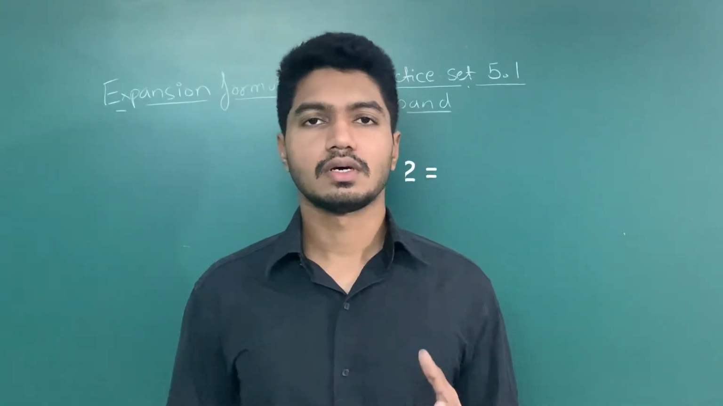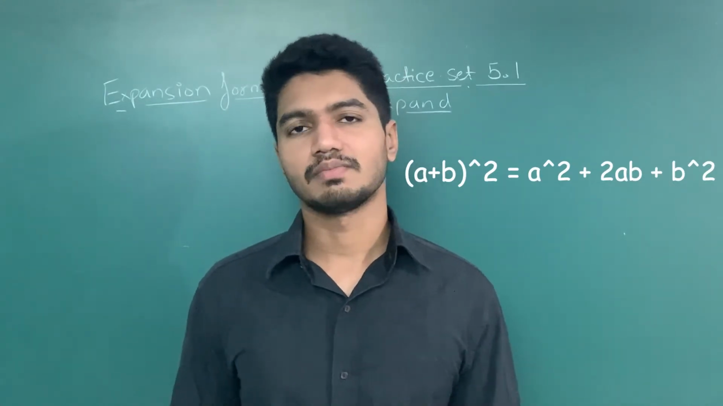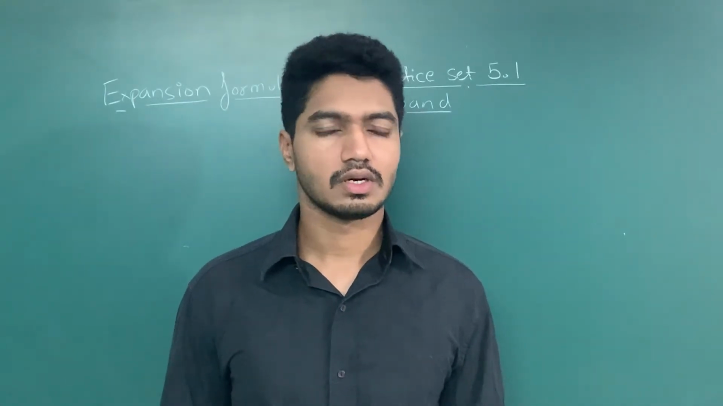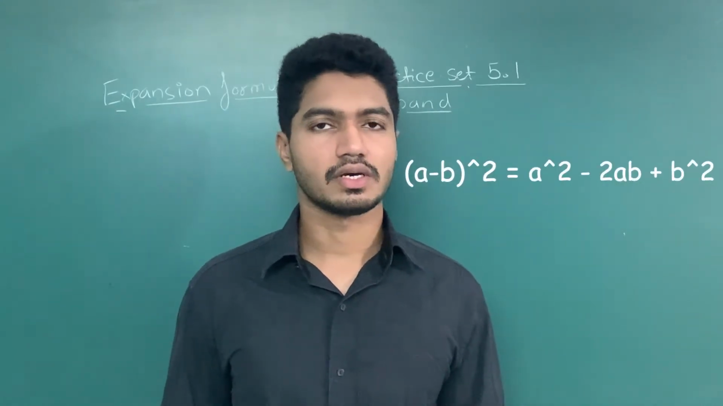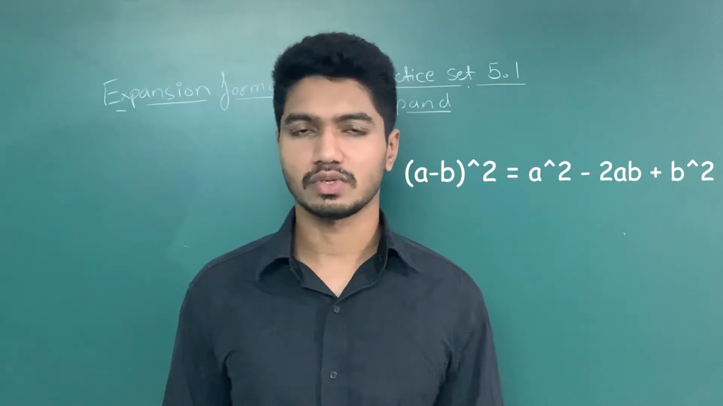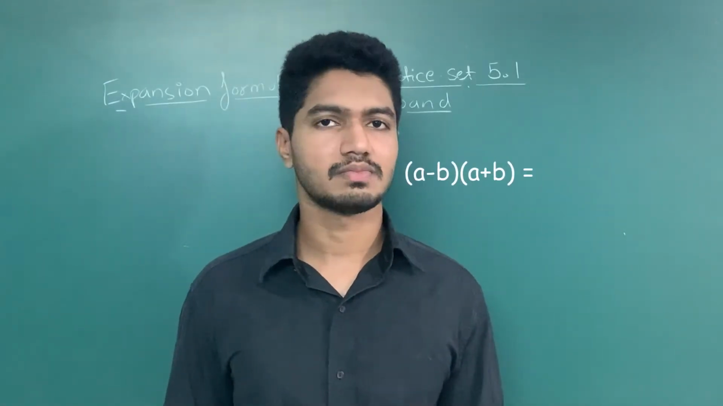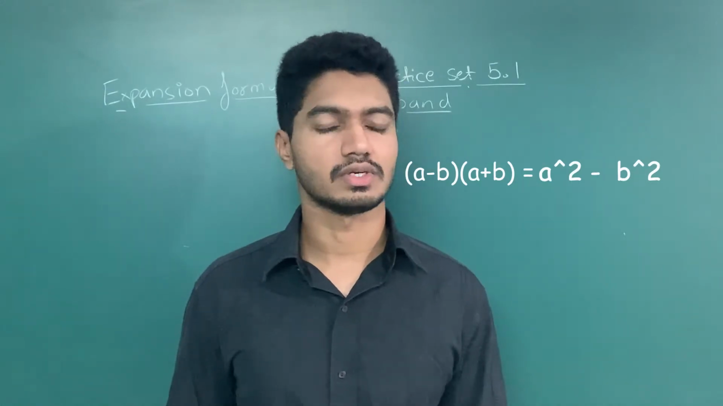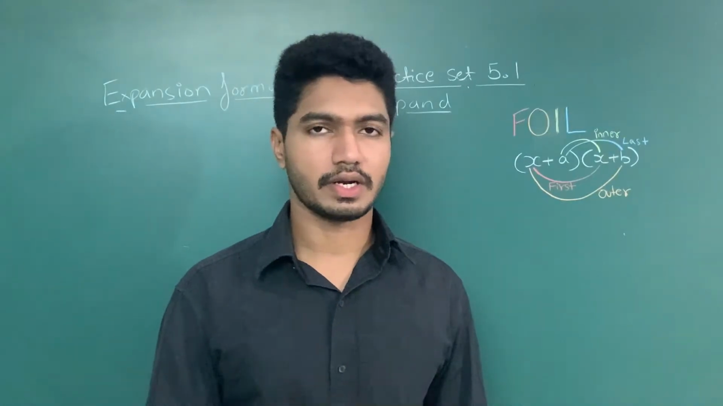एक छोटा सा पार्ट देखते हैं इस चैप्टर का where you have learned this chapter in your previous standard. Like for example, a plus b the whole square. So when you expand this, you get a square plus 2ab plus b square. Same as a minus b the whole square, you get a square minus 2ab plus b square. एक और expansion formula आपने सीखा था, that is a minus b, a plus b, which you get as a square minus b square.